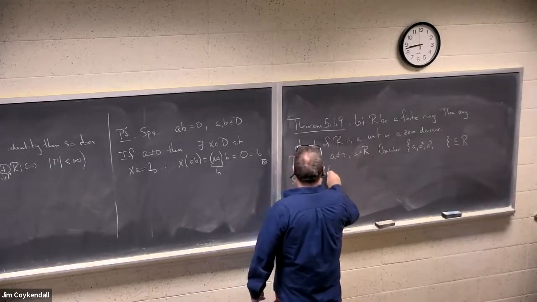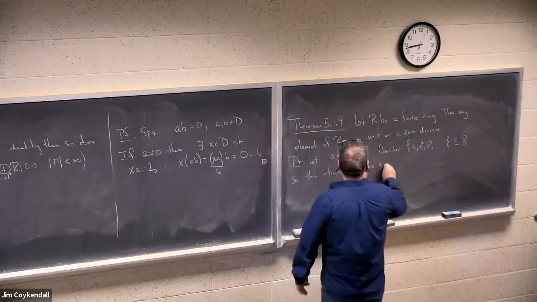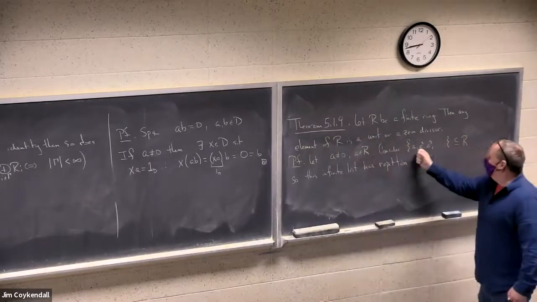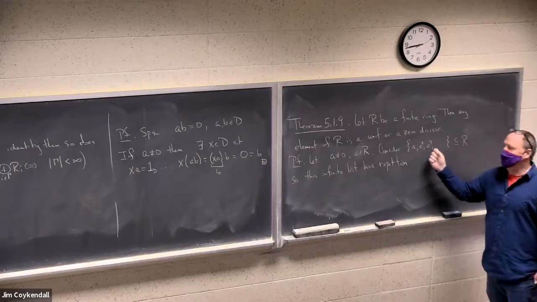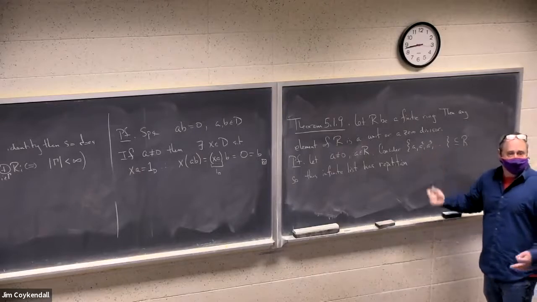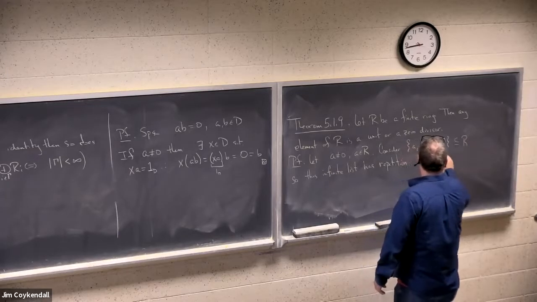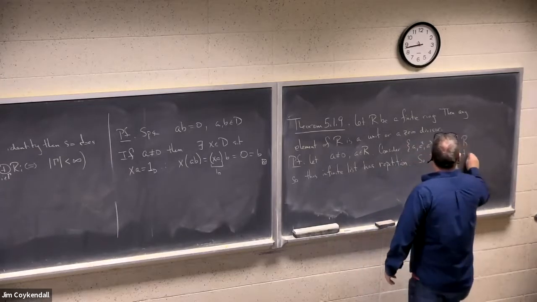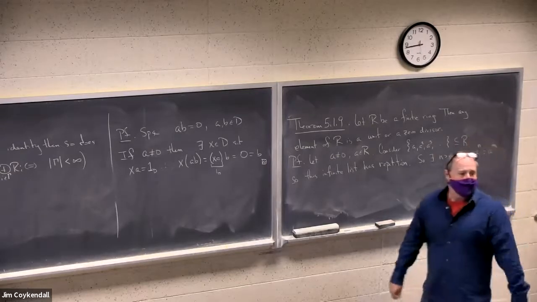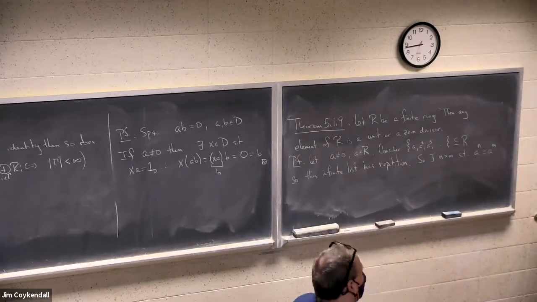This infinite list has repetition. That is to say, this is an infinite list, but these are all elements of a finite ring, and so they can't all be distinct. So there exists n bigger than m such that a to the n equals a to the m. Everybody okay with that? It's got to repeat at some point or another.